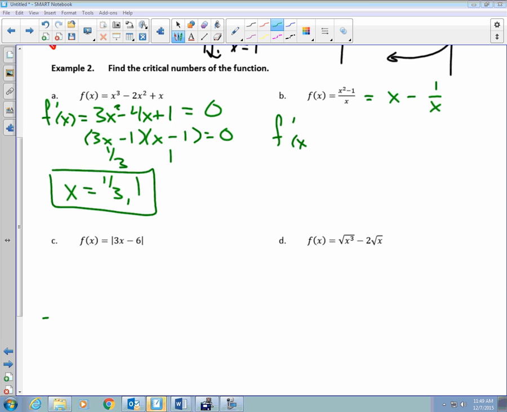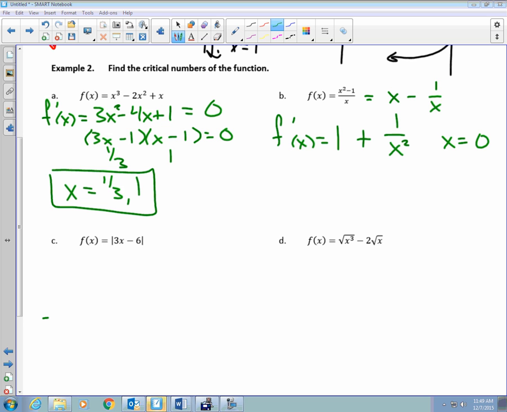F prime of x is equal to, what's the derivative of x? 1. What's the derivative of negative 1 over x? So you have x to the negative 1, drop the negative 1 in front, it turns to positive, and then decrease the exponent by 1. Now, this is your derivative. Is there any spot at which that is undefined? 0. So x equals 0 is one spot where the derivative does not exist.